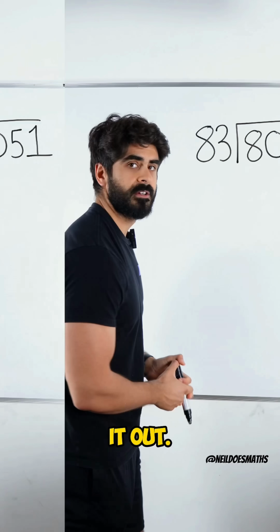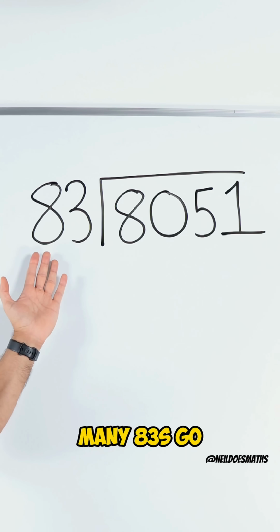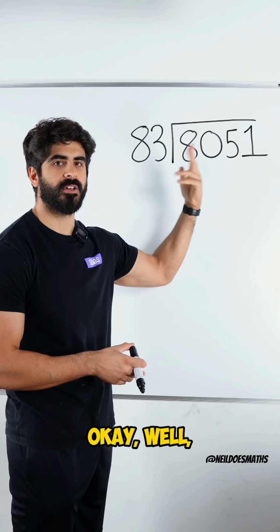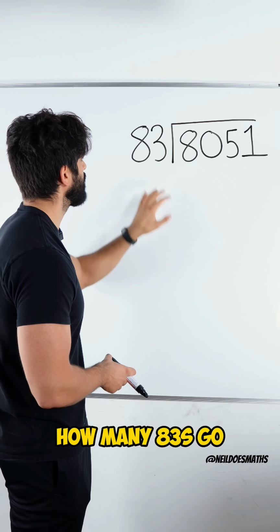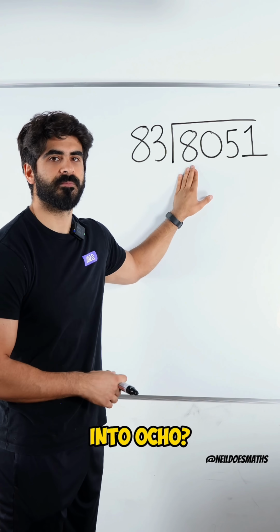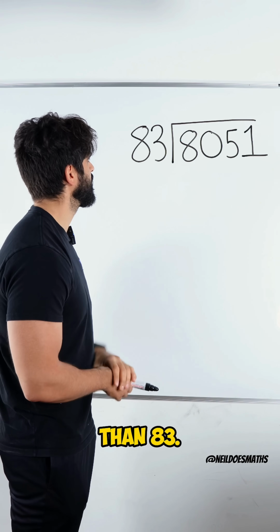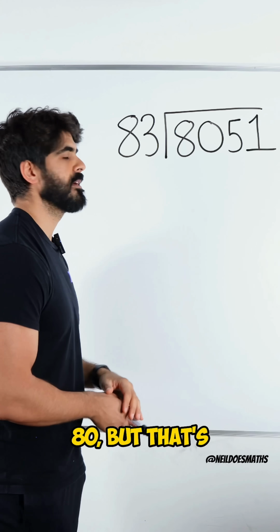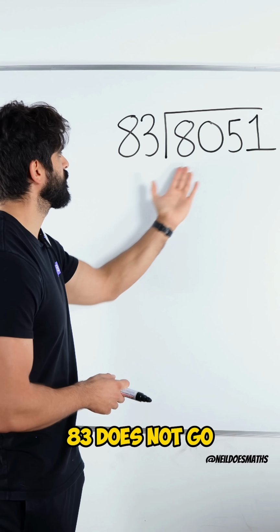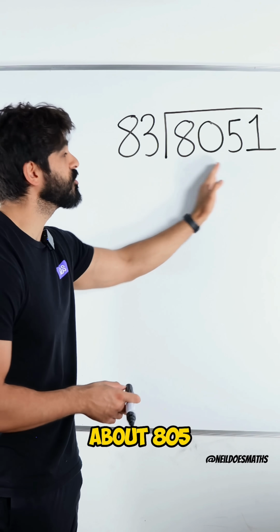Let's check it out. Now this question is saying, how many 83s go into 8,051? Okay, well we go term by term. How many 83s go into 8? Well it doesn't, because 8 is smaller than 83. So we consider 80. But that's the same problem. 83 does not go into 80. So now we need to think about 805.